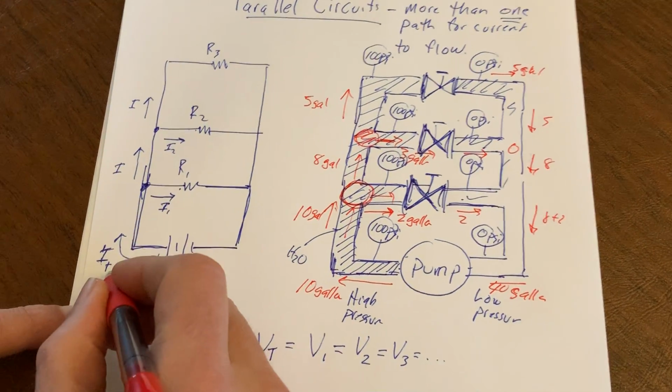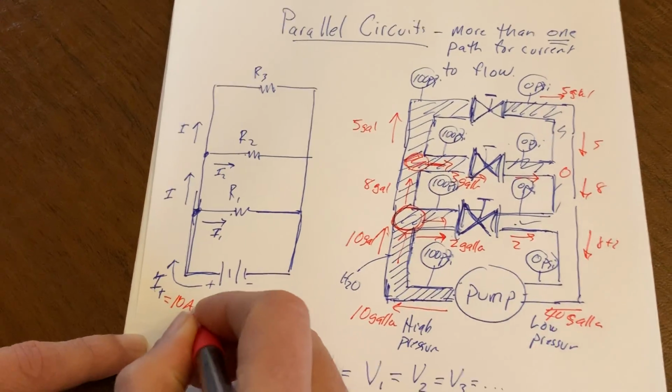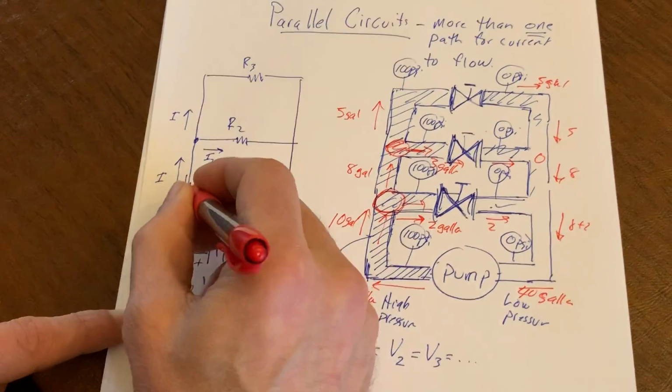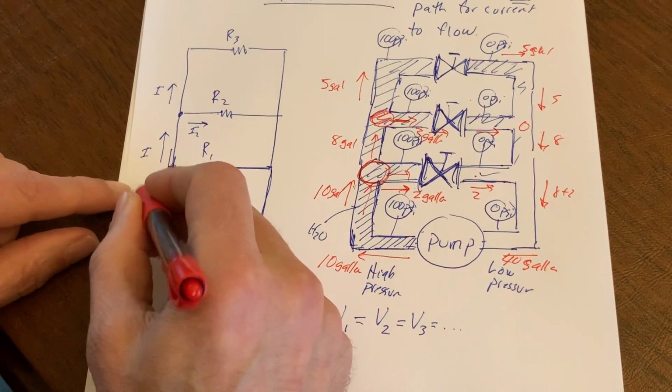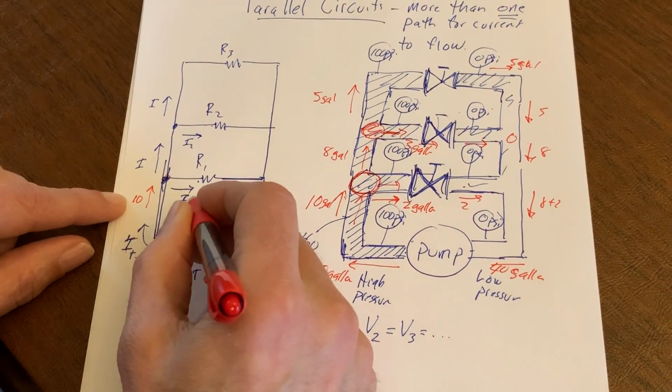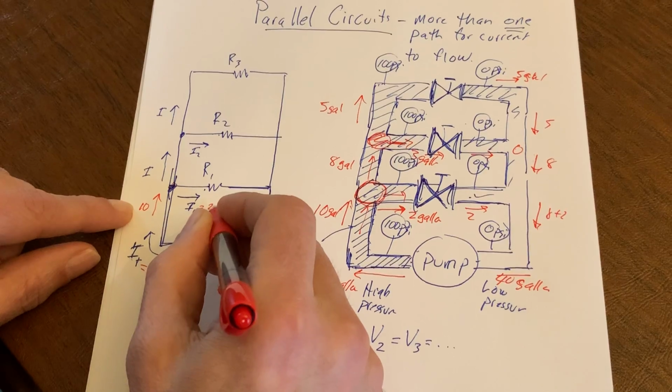Let's just say this was my 10 amps. 10 amps come out of the battery. What happens here? At this point, the 10 amps coming up have a choice. It can go to the right and up. So let's use the same exact numbers that I did before.